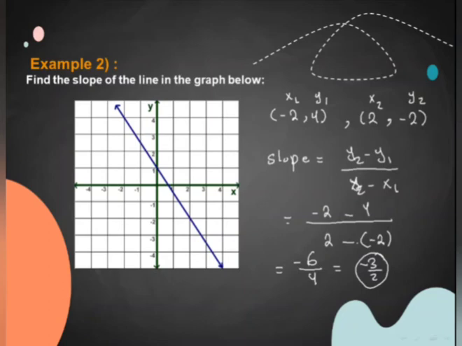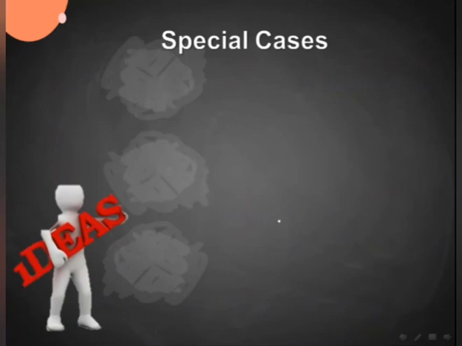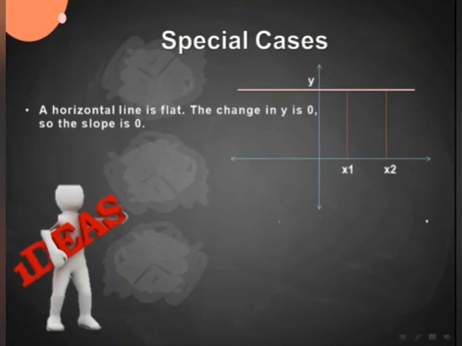Let's go to other special cases. First, a horizontal line is flat because the change in y is equal to 0, so the slope is equal to 0. In this line, we have a horizontal line, so we don't have any change in y, but we have a change in x. So the change in y is equal to 0, then the slope is equal to 0.